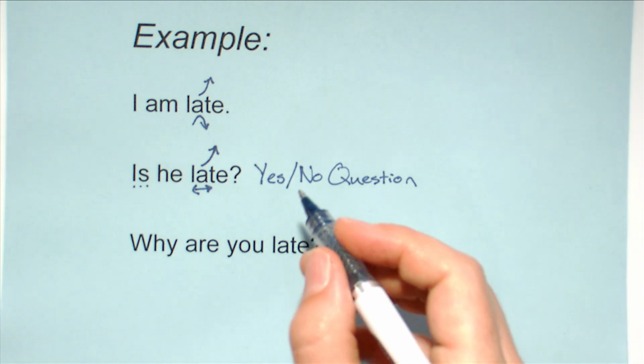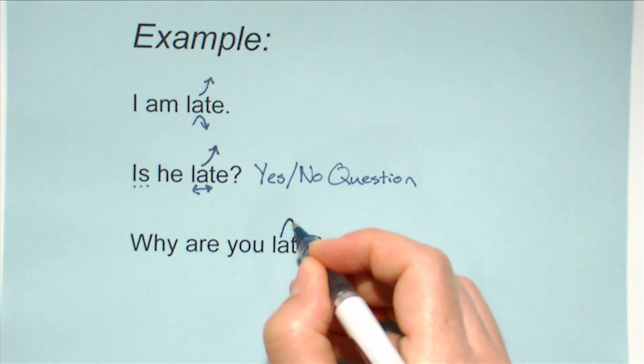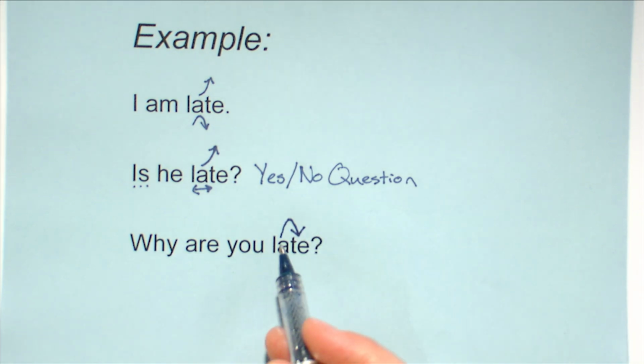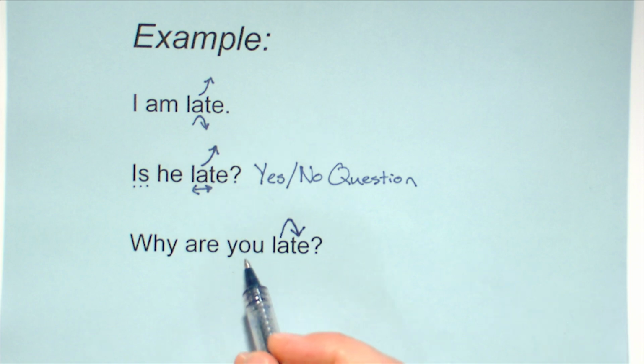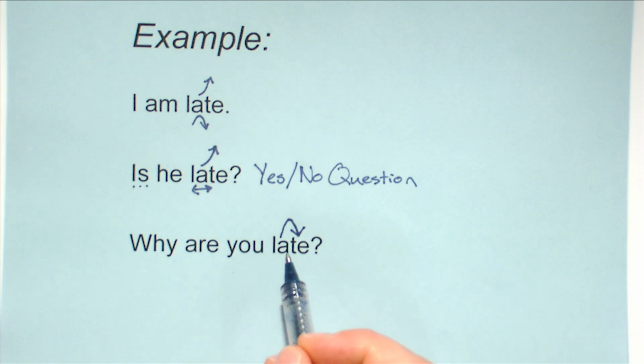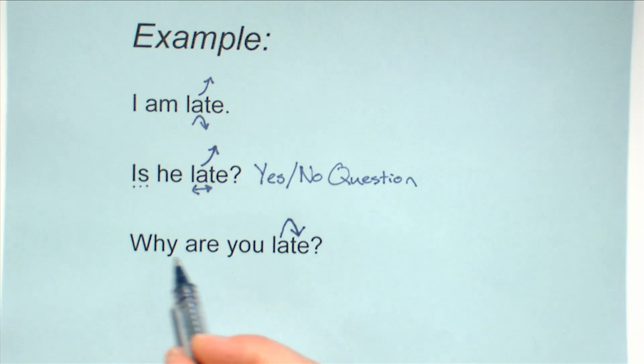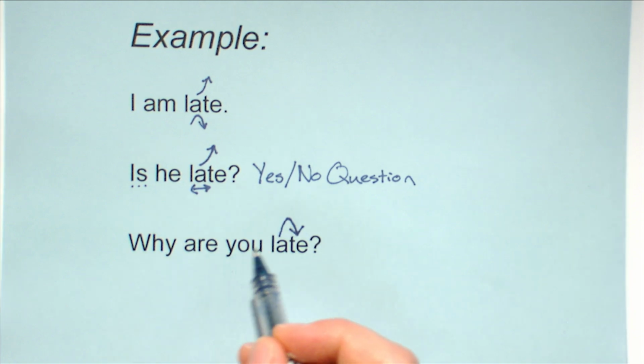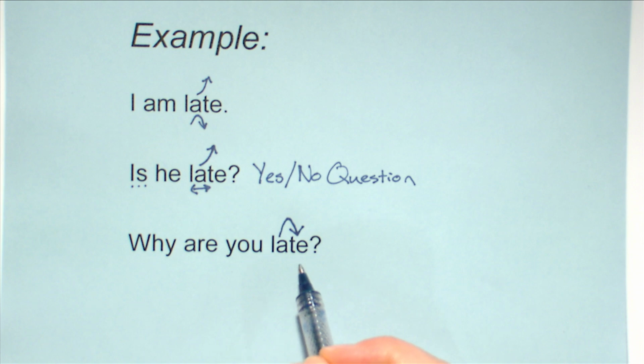Hopefully you heard that that one is actually going down. Now, you might have thought, oh, all questions in English go up. That's a normal feeling or a normal thought. But actually, if you look at this question, it does not go up. Why are you late? Why are you late? That one is going down.